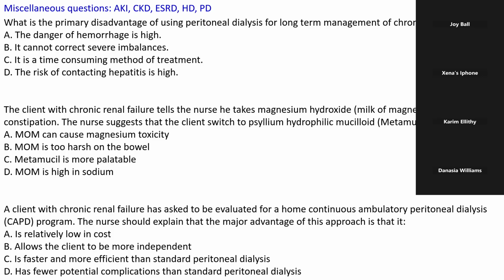Is it B or C? One of those two? It's B. No, actually, it's D. It's very effective. When it comes to B, it cannot correct severe imbalances. No, it's very effective, similar to the hemodialysis.